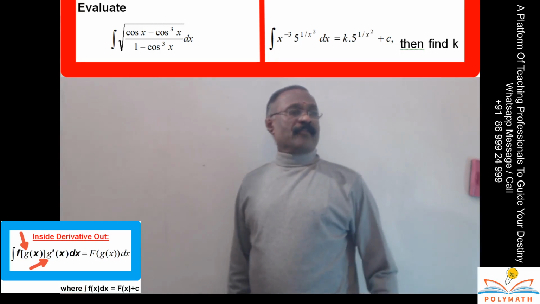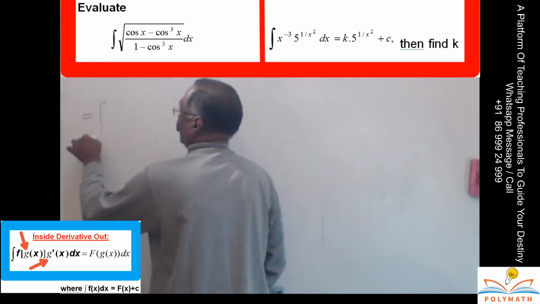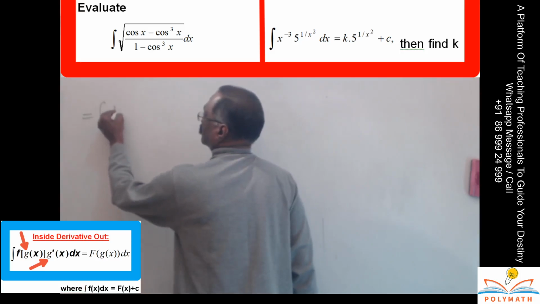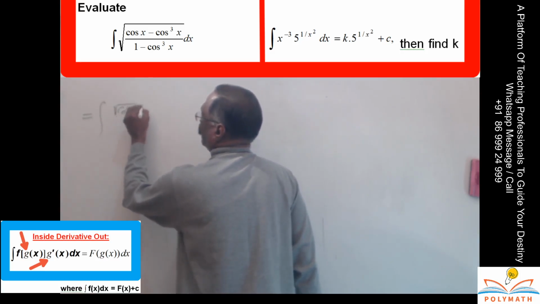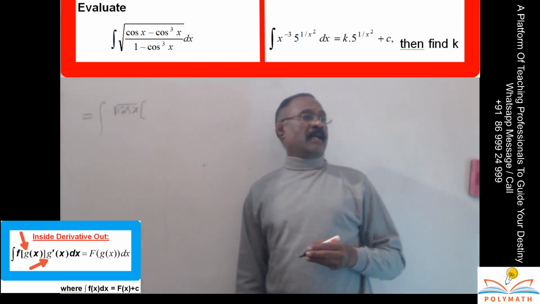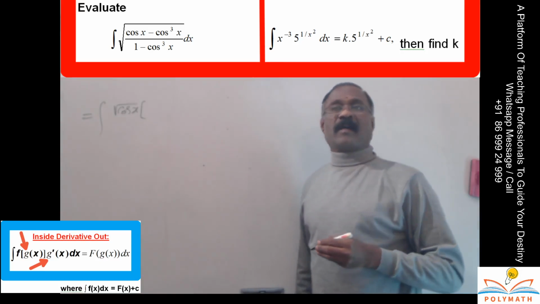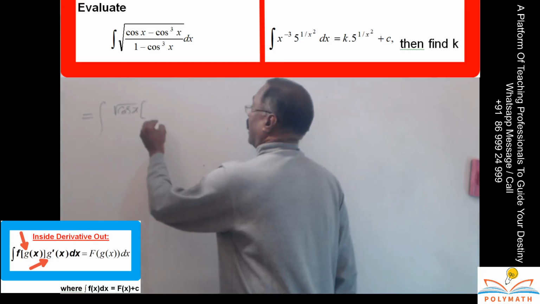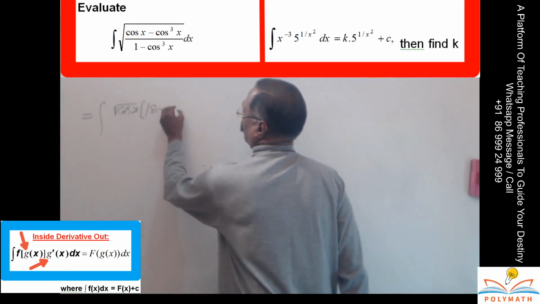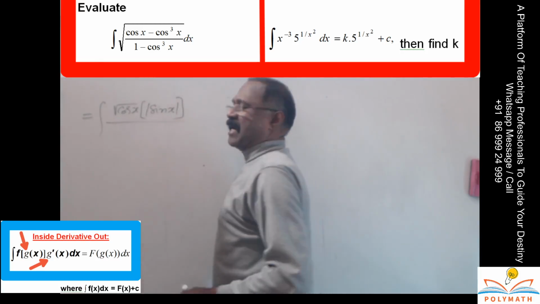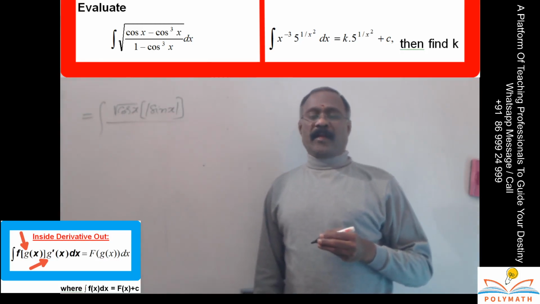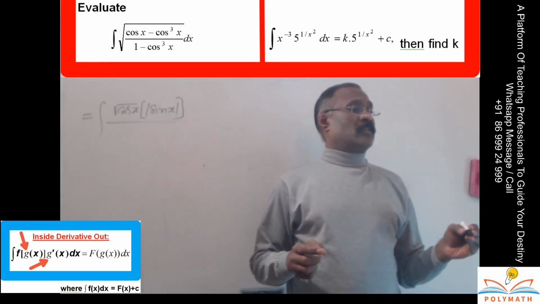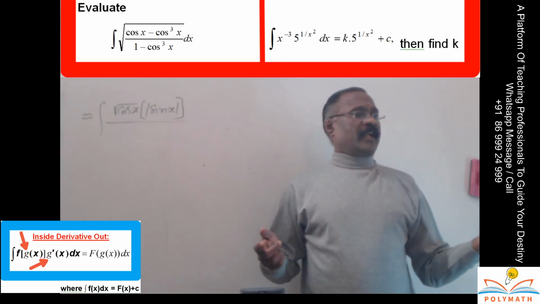So if you see the numerator, I'm taking cos x common. If I take cos x common within the brackets, I'll get under root 1 minus cos square x, which is nothing but sin square x. Under root sin square x is nothing but mod sin x. The question did not mention whether sin x is positive or negative.